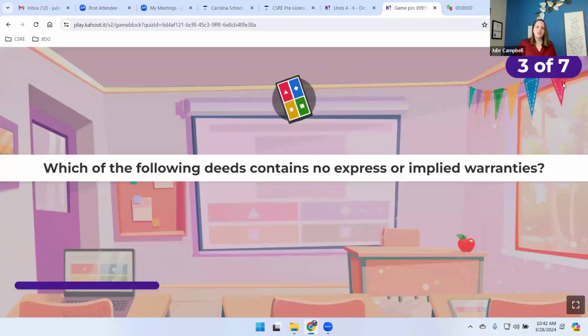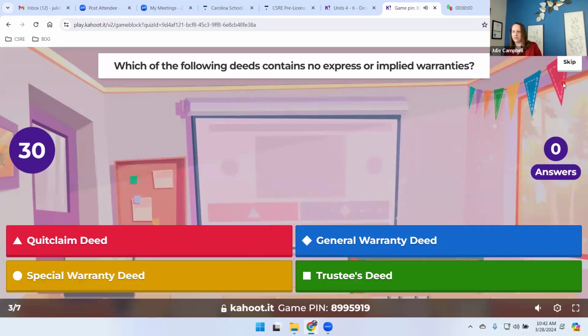Question number 3, which of the following deeds contains no express or implied warranties? A no warranty deed.